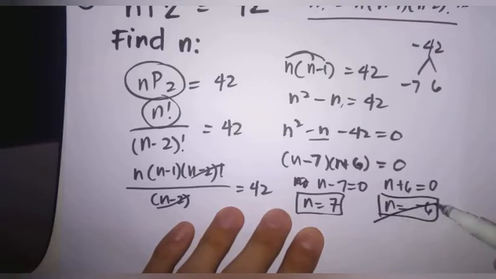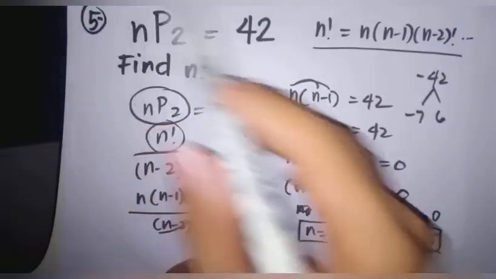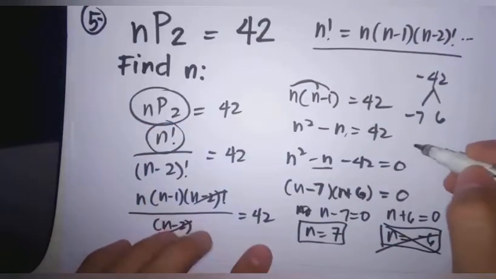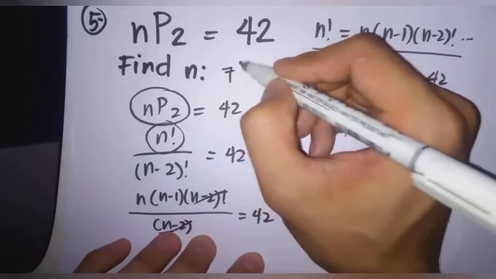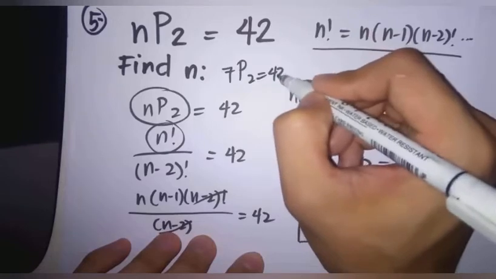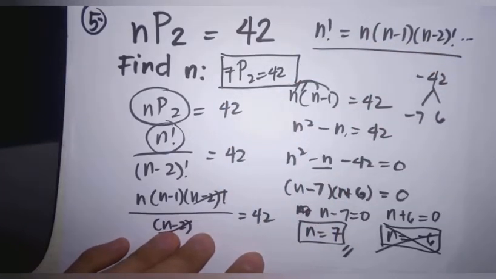So, syempre, wala namang negative na value sa permutation. Tandaan nyo po yan. Now, so, therefore, ang value ng n natin ay yung 7. So, para makompleto, 7P2 is equals to 42. So, check nyo na lang yan sa inyong mga calculator kung tama ako. Okay?